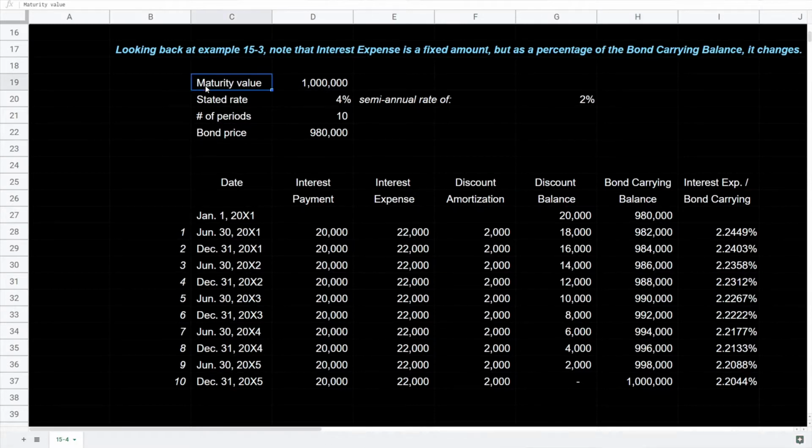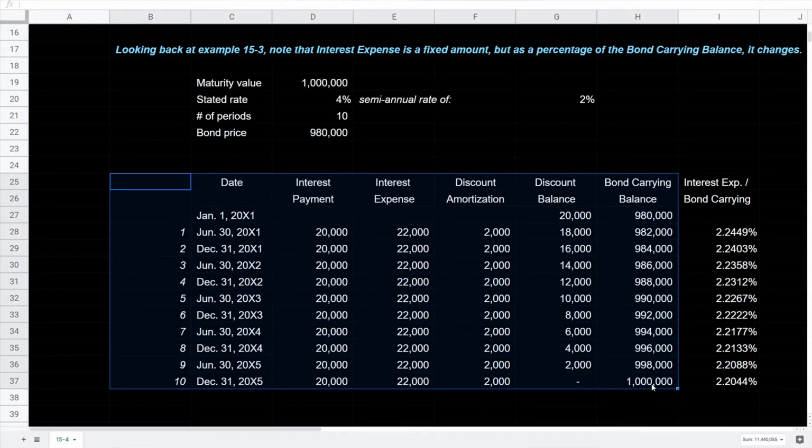In that example, we dealt with bonds that had a maturity value of 1 million, a stated rate of 4%, making for a stated semi-annual rate of 2%. It was a 5-year semi-annual bond, which made for 10 semi-annual periods, and the bond price was $980,000. So this was the amortization table that's highlighted here that we did in the prior video.